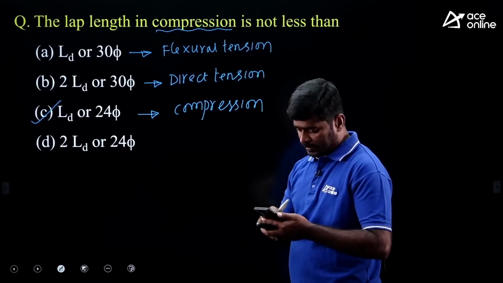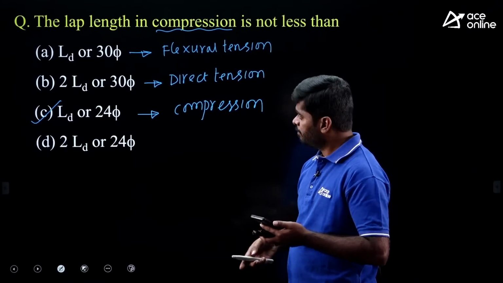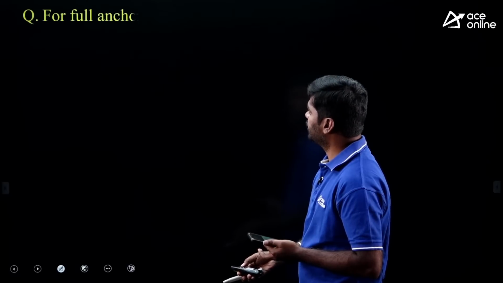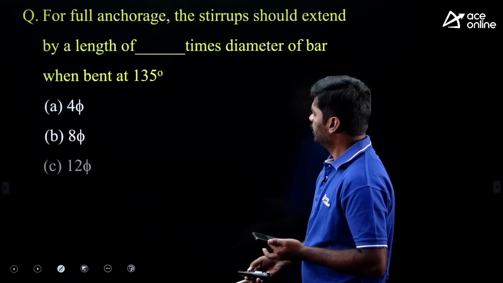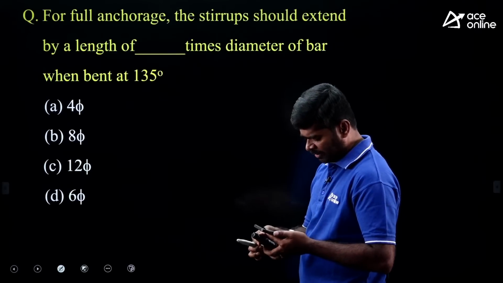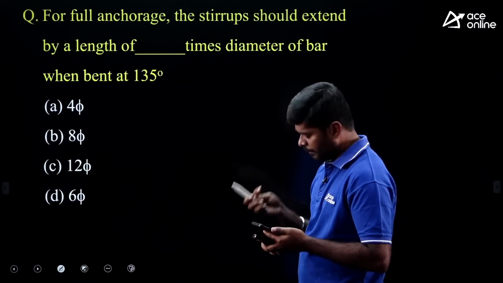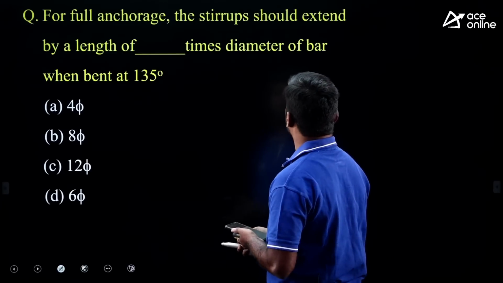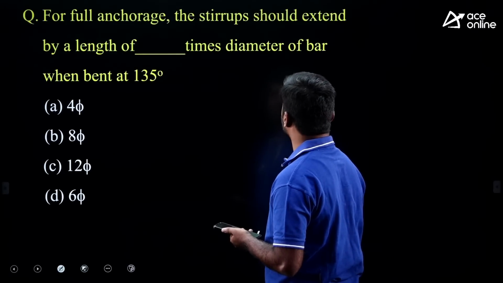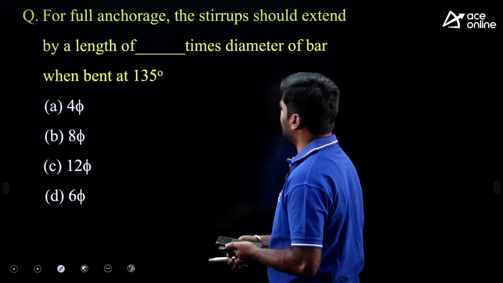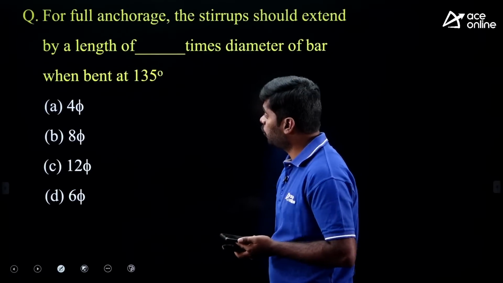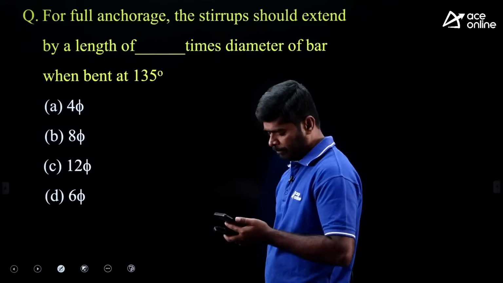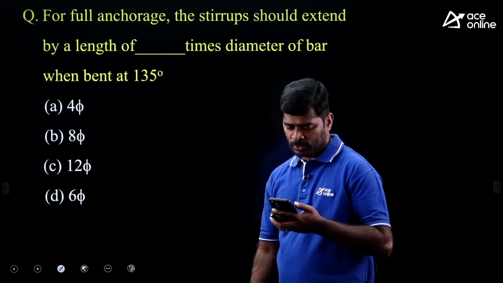Come on, my dear. Next question, be ready. I will read only first 3 students' names. Who will answer first? The question is, for full anchorage, the stirrups should extend by a length of dash times the diameter of the bar when bent at 135 degrees. Options given: A, 4; B, 8; C, 12; D, 6. Which option is correct? Quick.